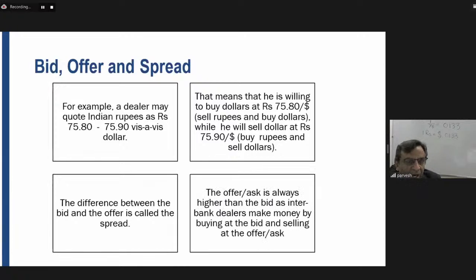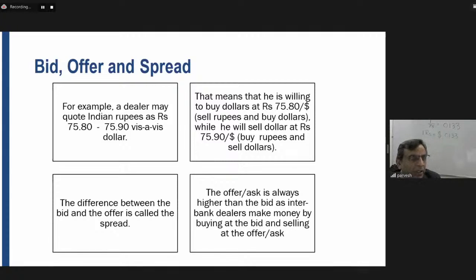So the offer ask is always higher than the bid. Okay. So this is a very important concept. The ask price is always higher and the bid is always smaller. Okay. Because the dealers make money by buying at a bid and selling at the offer price.